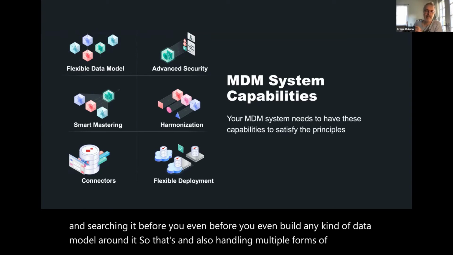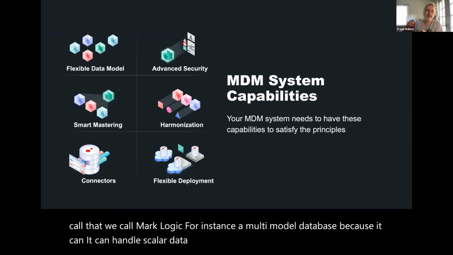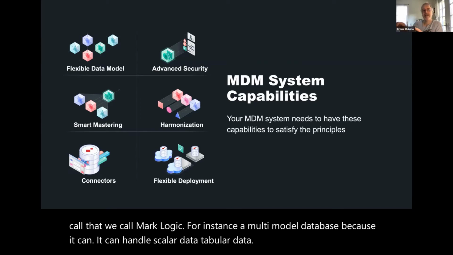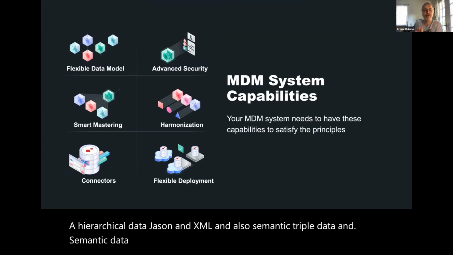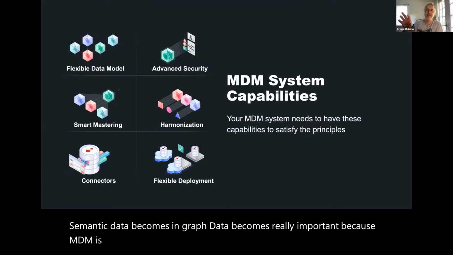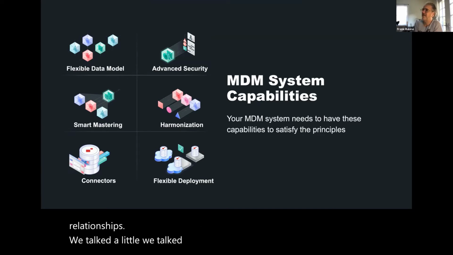We call MarkLogic, for instance, a multi-model database because it can handle scalar data, tabular data, hierarchical data like JSON and XML, and also semantic triple data. Semantic data and graph data become really important because MDM is concerned with relationships between data, and characterizing and enabling the exploration of the data through those relationships. We talked a bit about advanced security already.